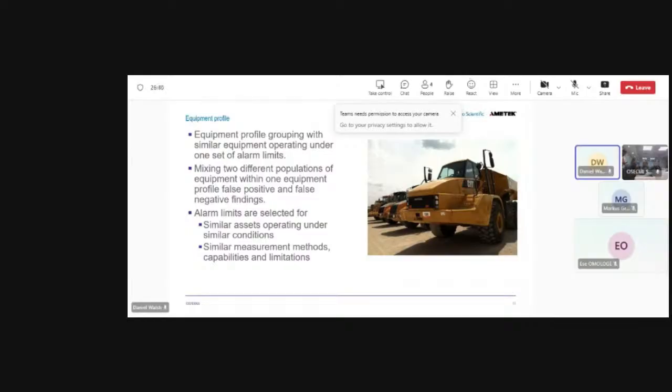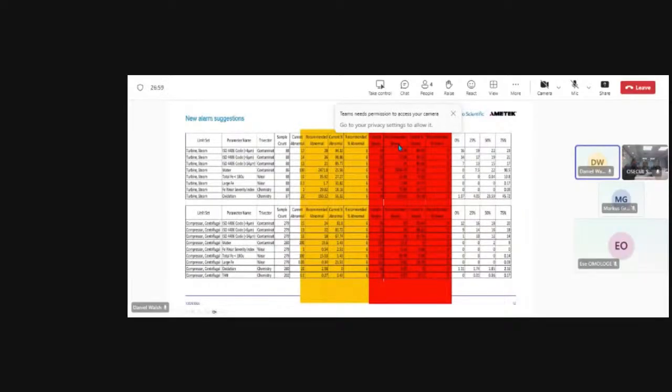So essentially, don't mix populations. Otherwise, you end up with false positives and negatives. You want a consistent amount of information, similar assets, similar measurement methods, similar limitations. Okay. And now what the system will do these days is take your abnormal data and give you new caution and alarm values that are more statistically effective.